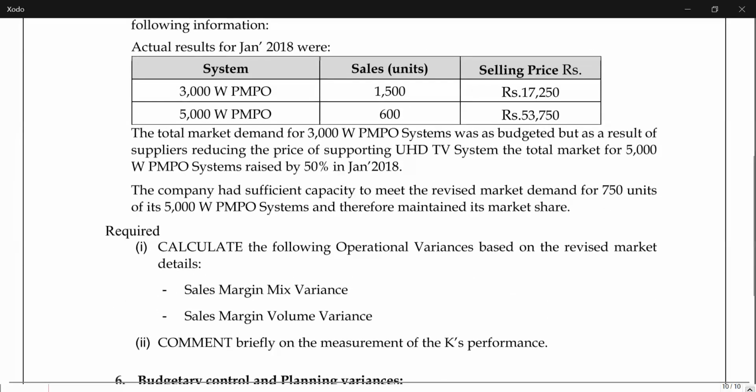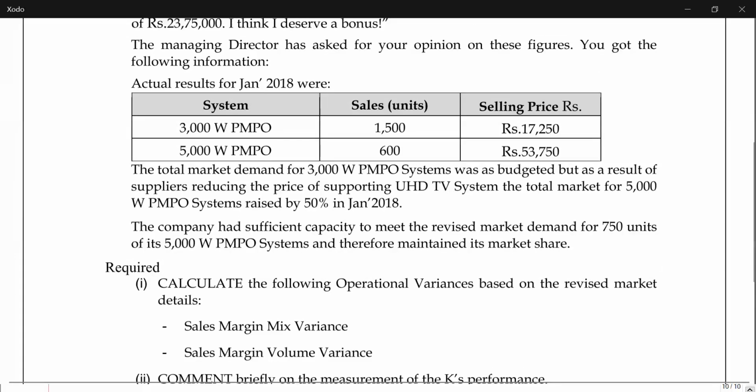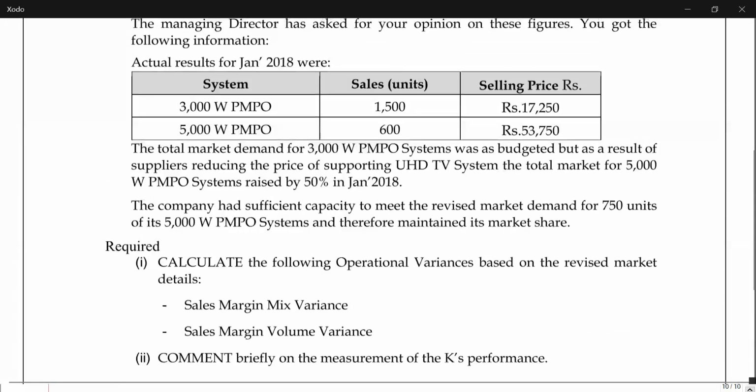Calculate the following operational variance based on the revised market details. Sales margin mix variance, sales margin volume variance. Comment briefly on the measurement of case performance. Please go through the question.